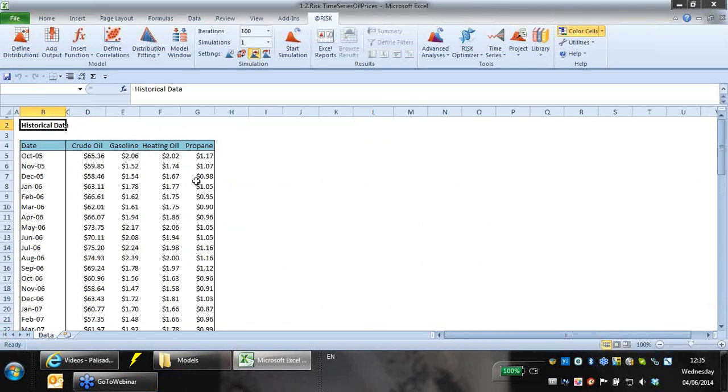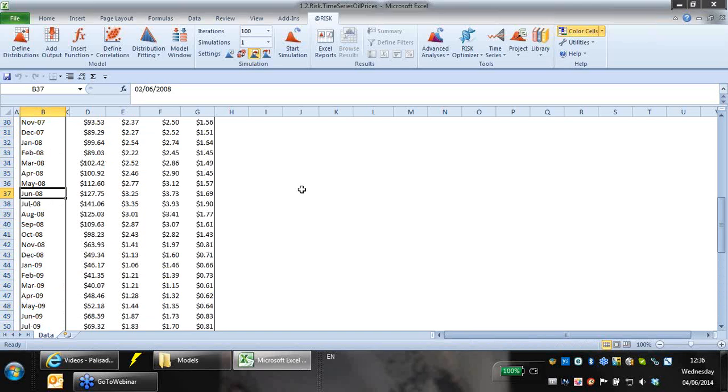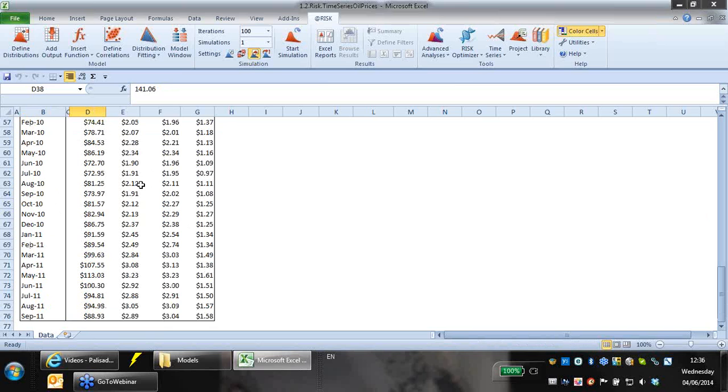What we've got here is some historical data which shows us the price of crude, gasoline, heating oil and propane between October 2005 and September 2011. So this is actual data. If we scroll up a bit, this was the start of the financial crisis, where oil peaked at $147 a barrel. These are the average monthly prices. What we're going to use At-Risk to do is capture or describe these time series so that we can then use them as an input for a model.